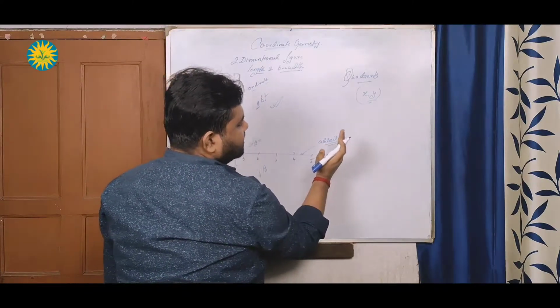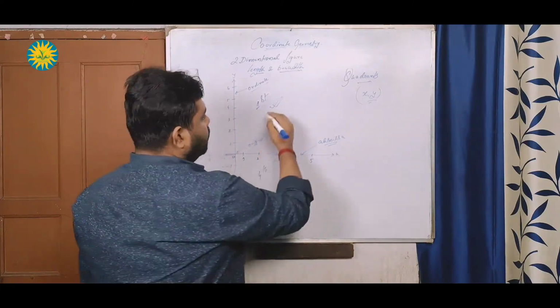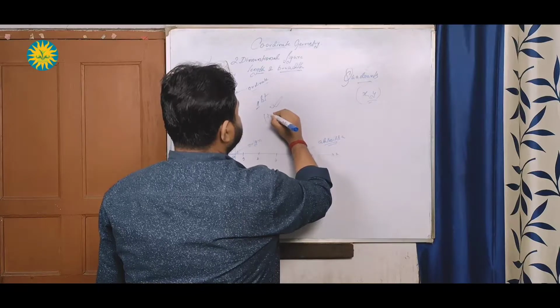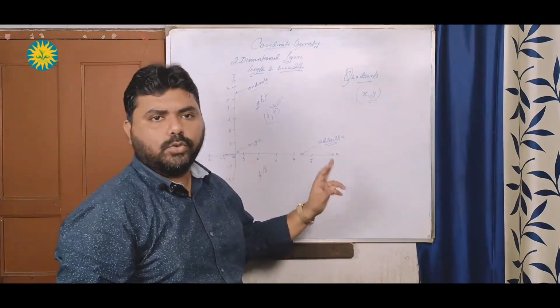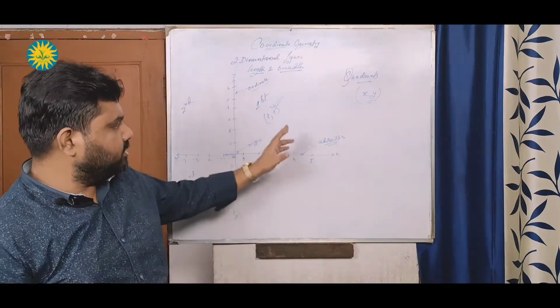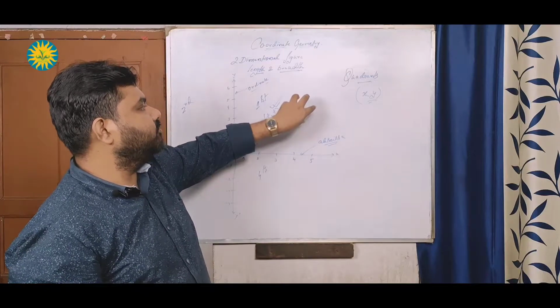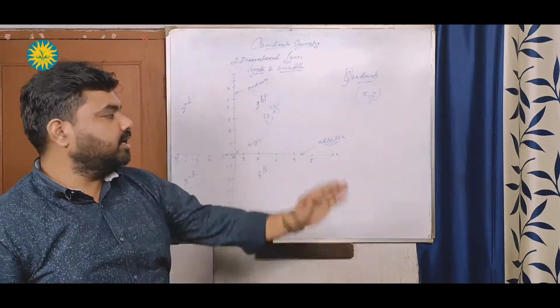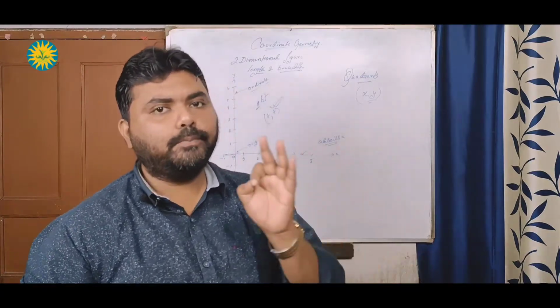The direction of x-axis is positive, while the direction of y-axis is also positive. So, we mention here plus quadrant. The first quadrant is known as the plus quadrant. What does this mean? This means the position of any object or any geometrical figure in the first quadrant, the coordinate of the x-axis and the coordinate of the y-axis both are positive.